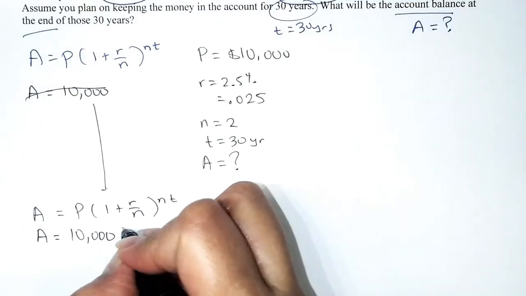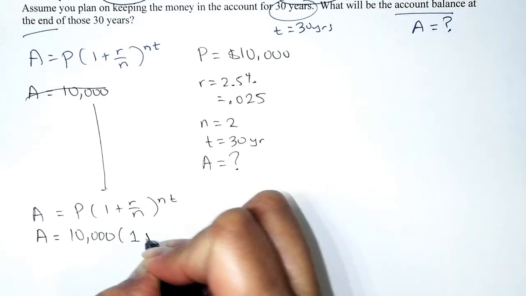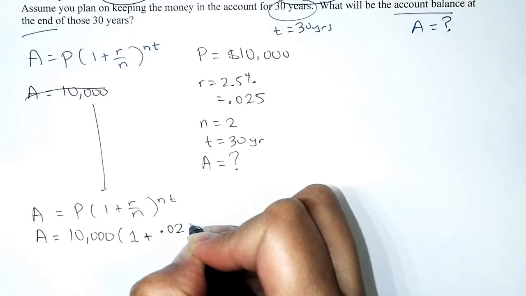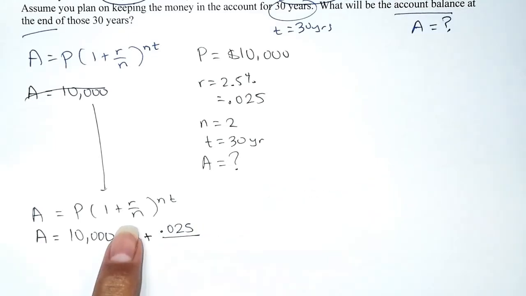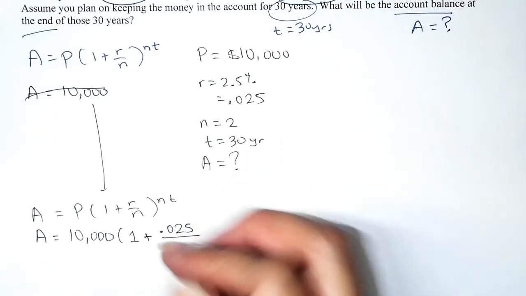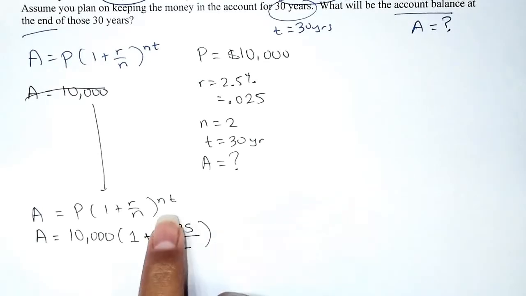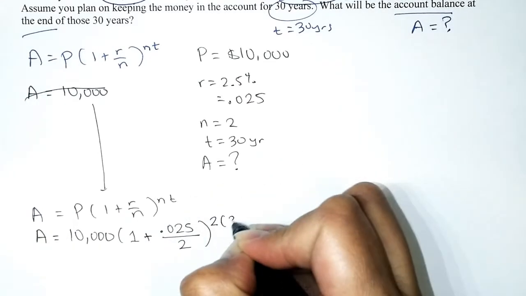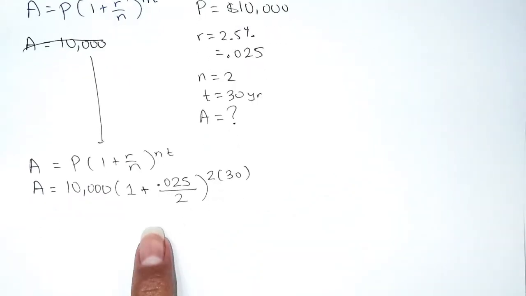Okay. Times (1 plus r). The rate is 0.025. n, interest is compounded twice a year, raised to the nt power. So n is 2 and the time is 30. Fantastic. Well, that's pretty much the answer. But if you tell me that this is the final amount, I have no idea what that is. So let's go ahead and put that in decimal form.